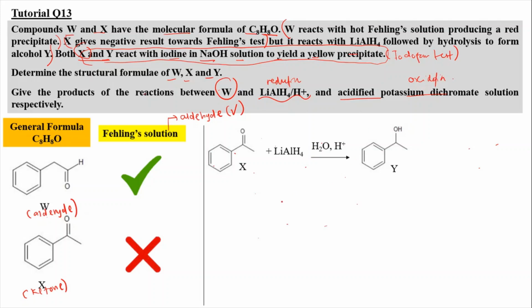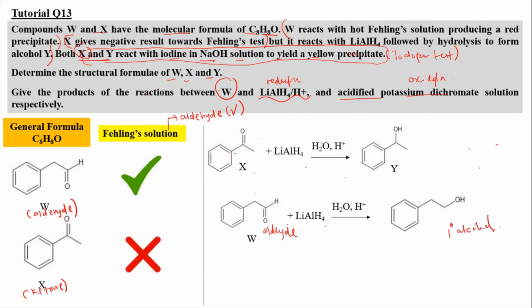Okay, so we draw W again, and then we're going to react it with lithium aluminium hydride followed by hydrolysis, and this is going to produce a primary alcohol here. So this is an aldehyde. So the aldehyde is going to be reduced into a primary alcohol. At the same time, W is going to react with potassium dichromate under acidified condition at high temperature in order to produce a carboxylic acid.